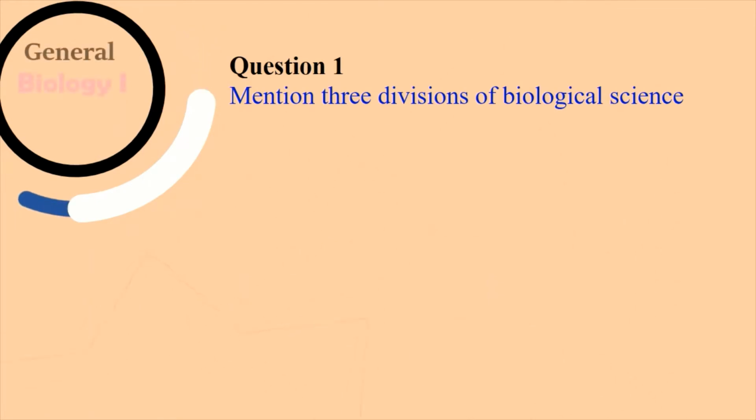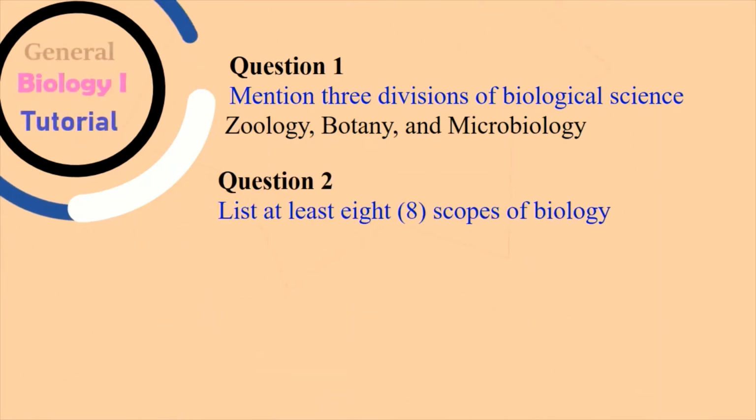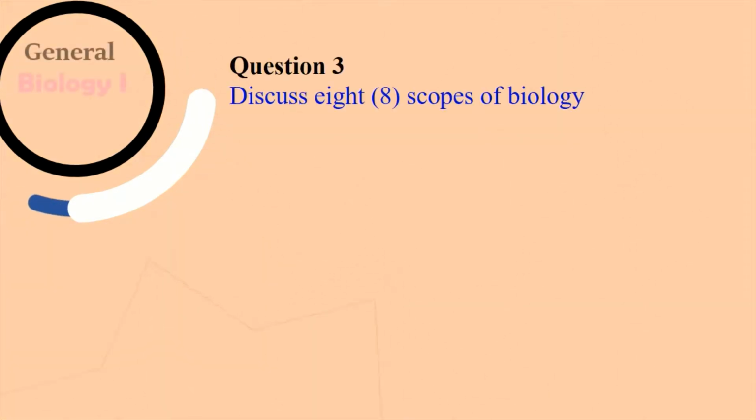Question 1. Mention 3 divisions of biological science. Zoology, botany, and microbiology. Question 2. List at least 8 scopes of biology. Anthropology, biomedical engineering, biotechnology, food technology, genetic engineering, veterinary medicine, medicine, and therapy. Question 3. Discuss 8 scopes of biology.